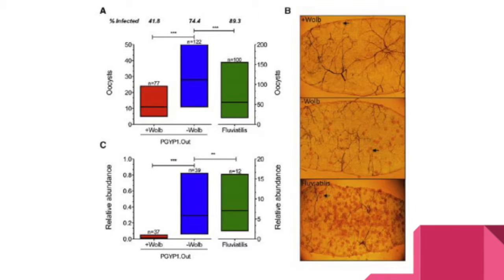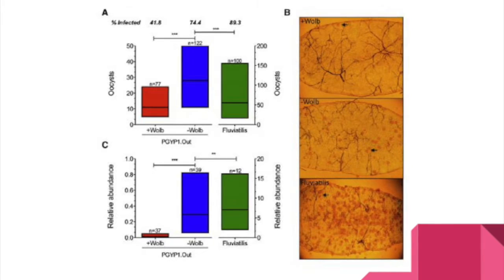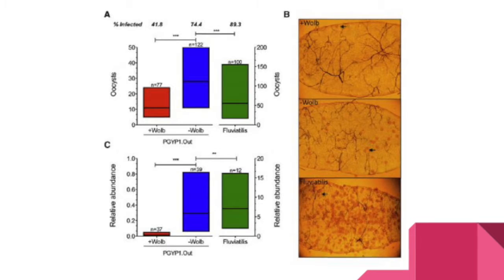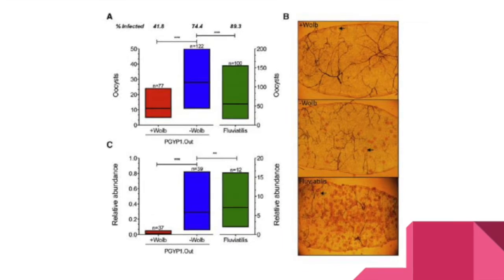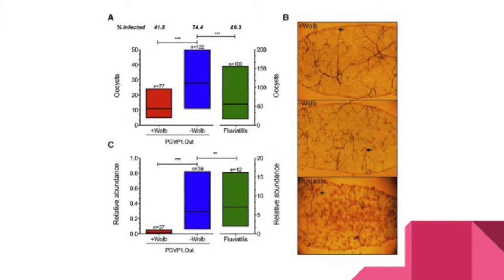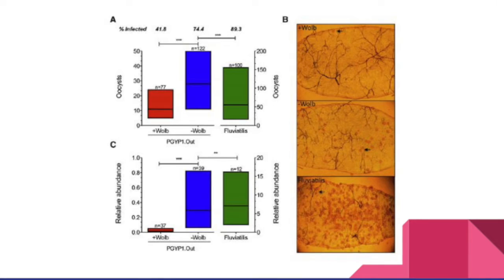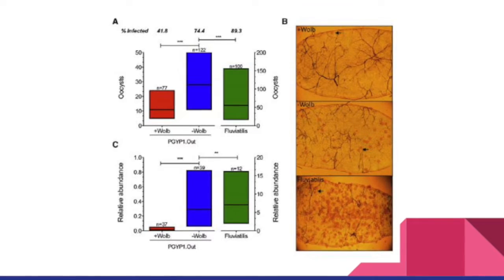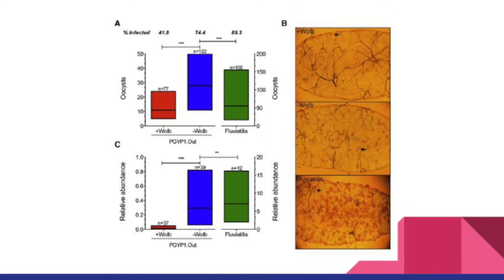The following figures and images show the results of Aedes aegypti and Aedes fluviatilis mosquitoes feeding on Plasmodium gallinaceum infected chickens. Figure A shows the intensity of oocysts within these different mosquitoes. Figure B shows the midgut staining of the mosquitoes, and figure C shows the relative abundance of the Plasmodium gallinaceum with the use of quantitative PCR analysis.